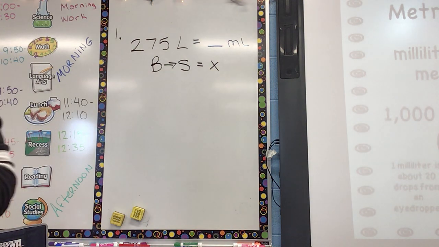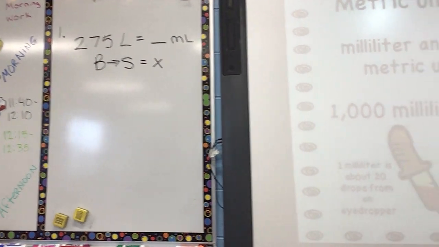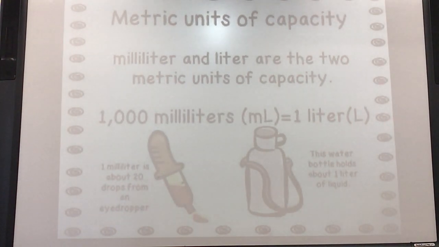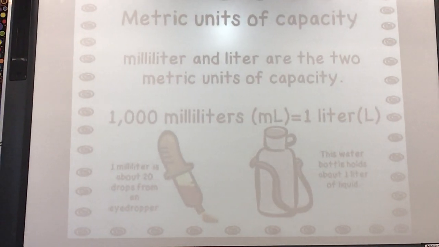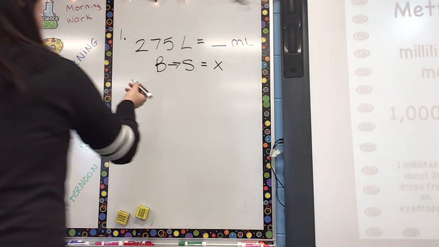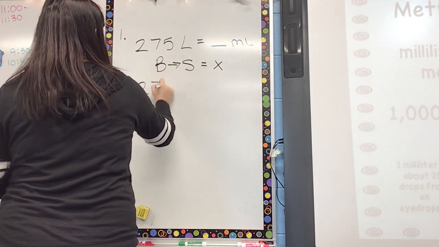And what does it say? How many milliliters is in 1 liter? Charlie? 1,000. So I need to multiply here. 275 times how many?